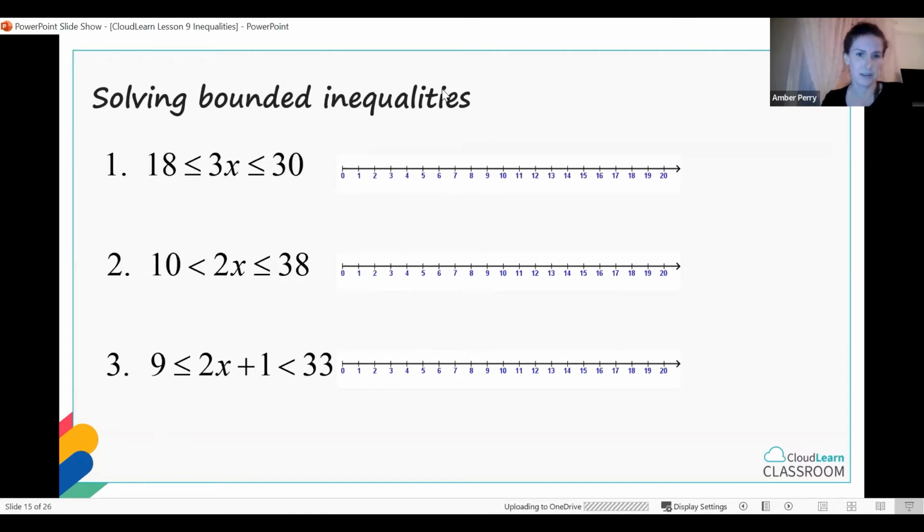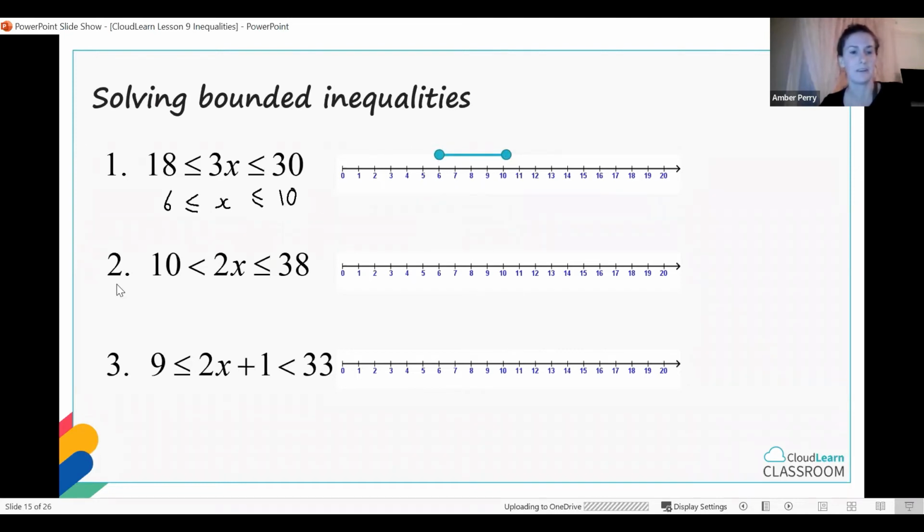So hopefully you've done that in your head, and hopefully you've got 18 divided by 3 is 6, less than or equal to, don't change the sign, 3x divided by 3 is x, less than or equal to, and 30 divided by 3 is 10. So if 3x is between 18 and 30, x has to be between 6 and 10. And I think we will have a number line come up. There we go. And we've got the or equal sign, so the circles are coloured in there between 6 and 10.